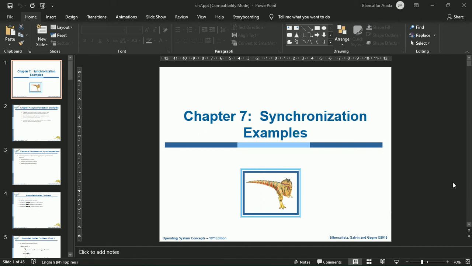So we're already on the seventh chapter of the operating systems lecture. We have synchronization examples. For chapter 6, we had the synchronization tools. Now we will have these synchronization examples for this chapter. So let's start our discussion.